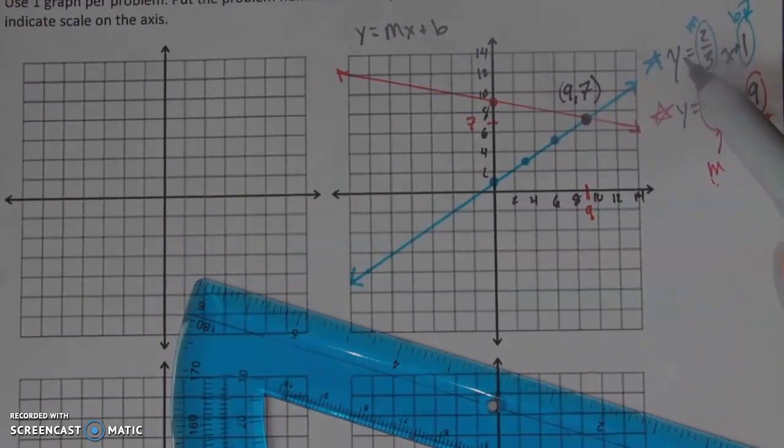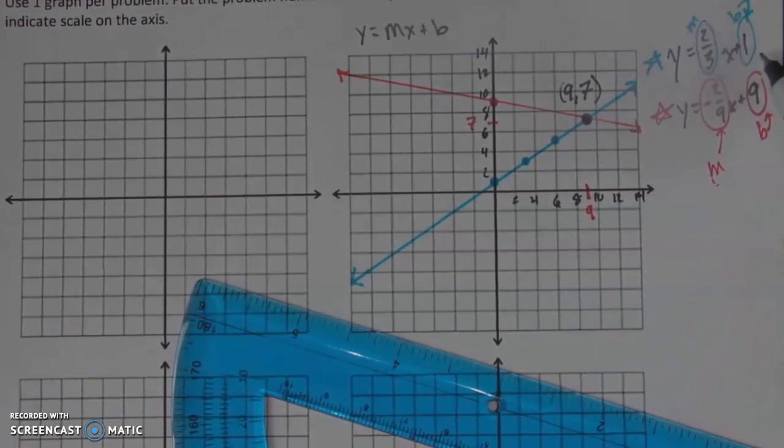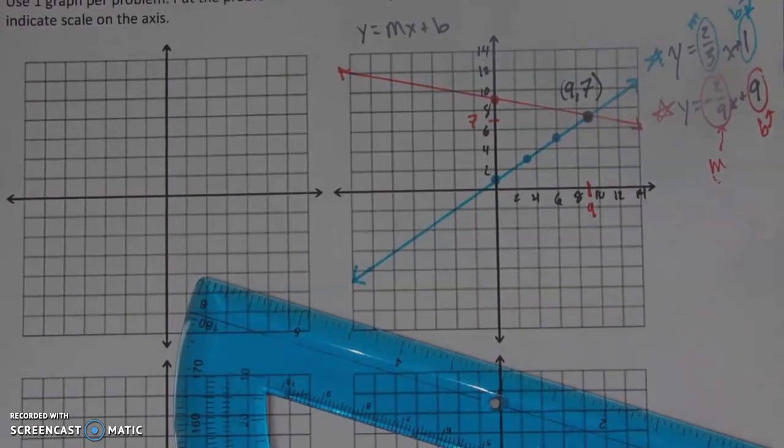And I can quickly check that that works in both equations. So let's just quick check if 7 is equal to 2/3 times 9 plus 1. Well, 2/3 times 9 plus 1 does equal 7. And I can do the same thing here. What about negative 2/9 times 9 plus 9? Well, this is going to give me a negative 2 plus 9, which is 7. And does that equal a y value of 7? Why, yes, it does. So that means that this is good to go, and we are completely done with that one.